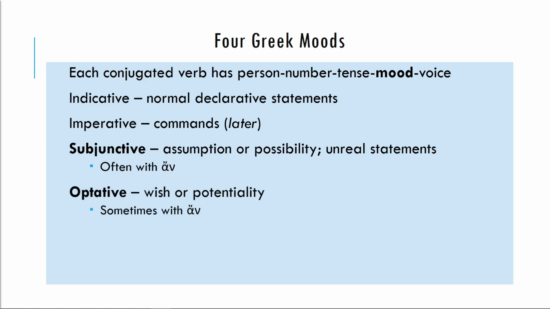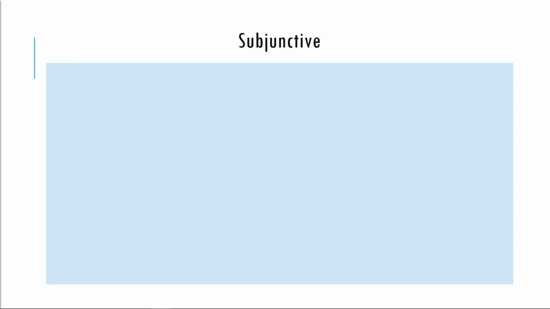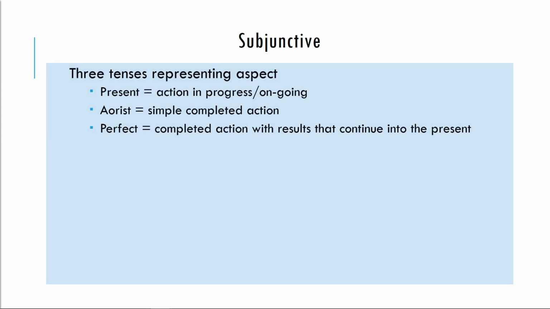Likewise, optative, you get the word opt in there. It has the sense of wish or potentiality, and sometimes also has an, not as often. The optative is more common than the subjunctive, but the subjunctive only occurs really in three tenses: the present for ongoing action, the aorist for completed past, the perfect for completed past with ongoing results.